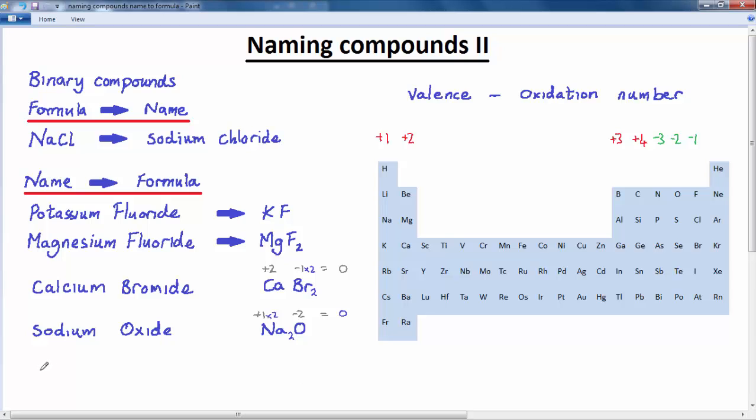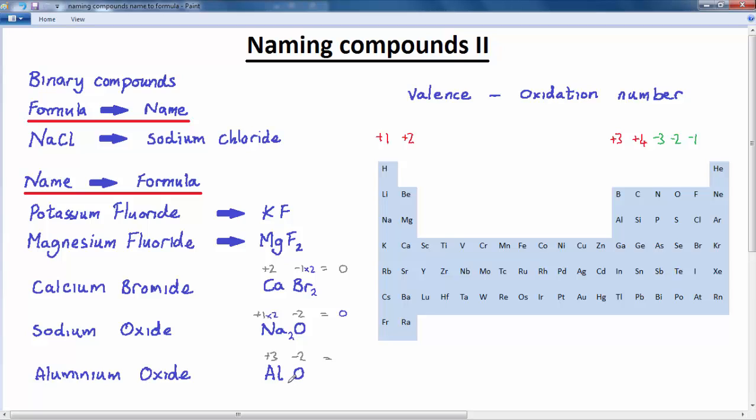Now then, let's take one slightly more complicated example. Let's take aluminium oxide. Again, same procedure. The symbol for aluminium is Al. The symbol for oxygen is O. Get your pencil, look at the oxidation number. The oxidation number for aluminium is +3. The oxidation number for oxygen is -2. And we add those together and we can see that they don't come to 0. So how are we going to play this?